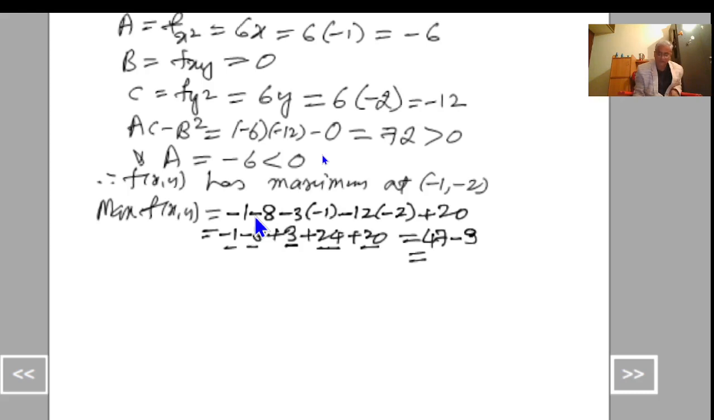This is equal to 47 minus 9. This is equal to 38. Okay, 38.